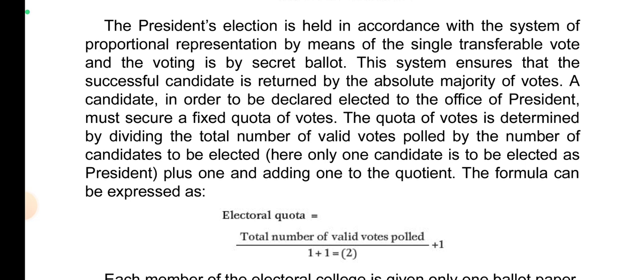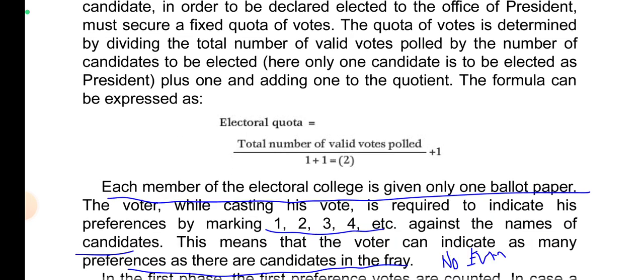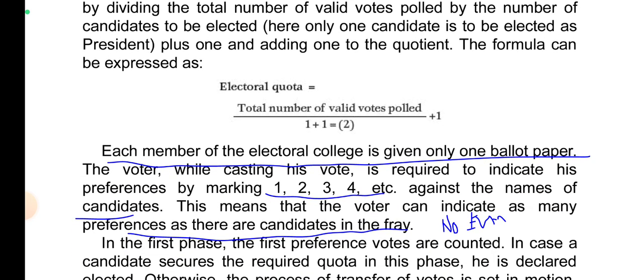A candidate, in order to be declared elected to the office of President, must secure a fixed quota of votes. The quota of votes is determined by dividing the total number of valid votes polled by the number of candidates to be elected plus 1, and adding 1 to the quotient. Here, only one candidate is to be elected as President. The formula can be expressed as total number of valid votes polled divided by 2, plus 1.